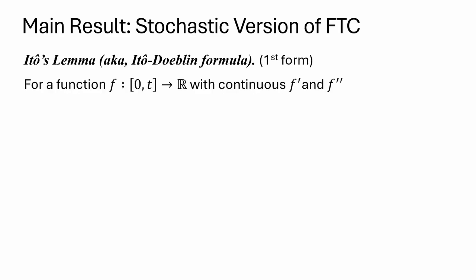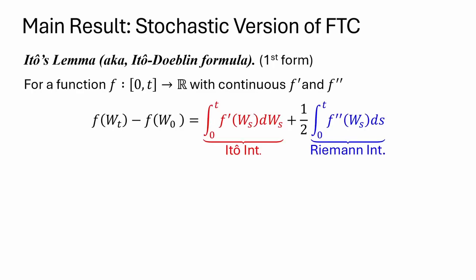Suppose we have a function f over the interval 0 to t with continuous first and second order derivatives. Let W_t be the standard Brownian motion, then f of W_t minus f of W_0 equals the Ito integral over 0 to t of f prime of W_s dW_s plus half of the Riemann integral over 0 to t of f double prime of W_s ds.